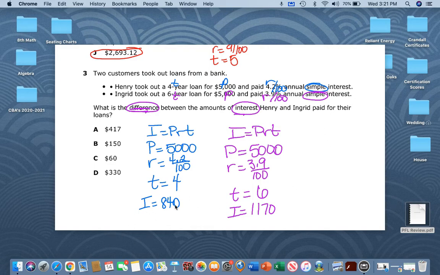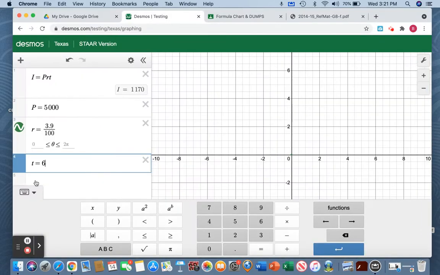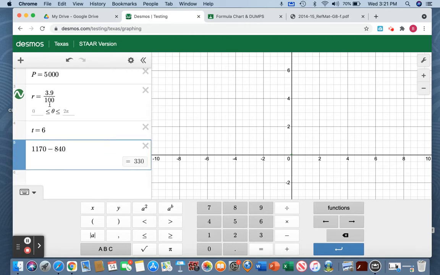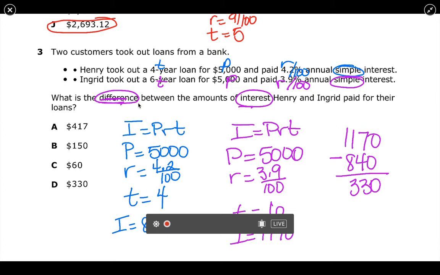And then we're going to subtract these 2. So I'm just going to go to the Desmos, and I'm going to do 1170 minus 840. And I get 330. And I bet you Miss Tanner worked it all out by hand because I did. She's an all-star. So the answer is D.